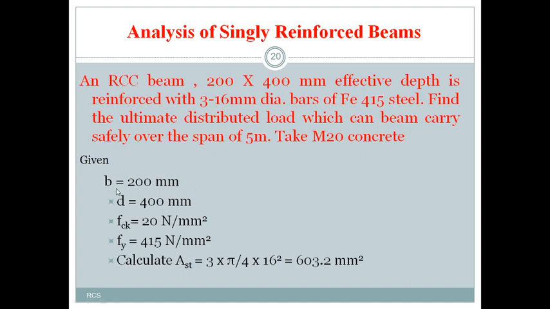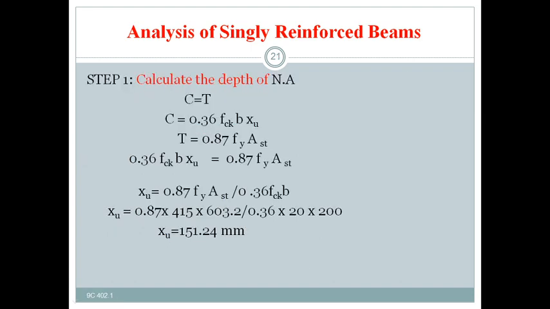So the given B is equal to 200 mm, D is equal to 400 mm, fck is 20 Newton per mm square, fy is 415 Newton per mm square. It has been given 3 bars of 16 mm diameter, so 3 into pi by 4 into D square, we get Ast = 603.2 mm square. As usual, we have to calculate the moment of resistance.